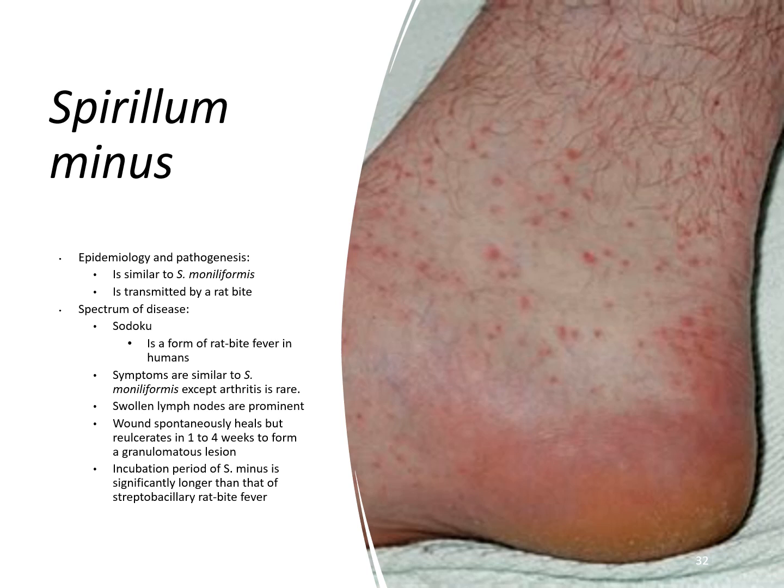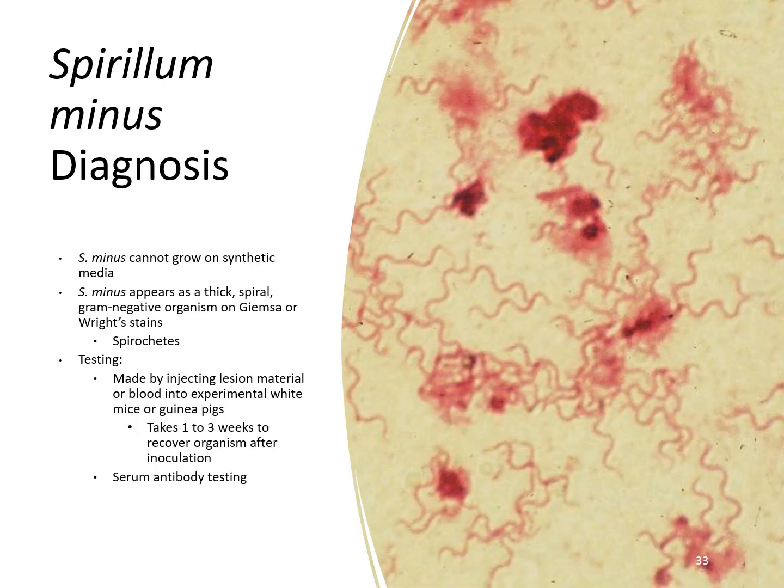The wounds will spontaneously heal, but you can have reulceration of those wounds, and it'll create a granulomatous lesion. The incubation period is a little bit longer than the Streptobacillus rat fever, but you can also see a rash that this organism will produce. Spirillum cannot grow on media, but if you did a gram stain on this organism, you would see those spiral gram-negative organisms, and so these are called spirochetes.